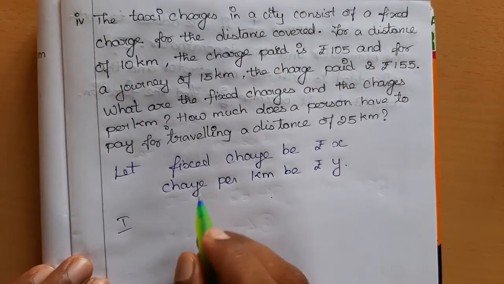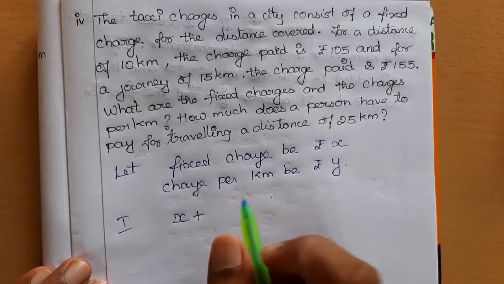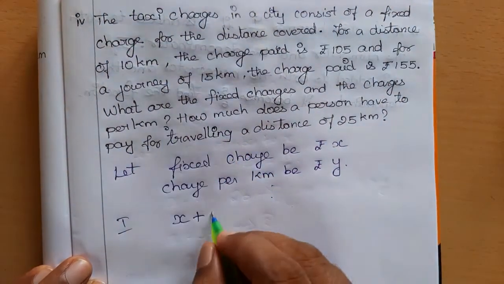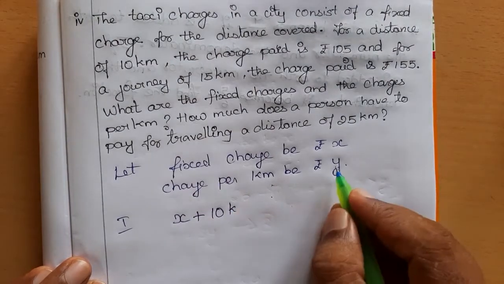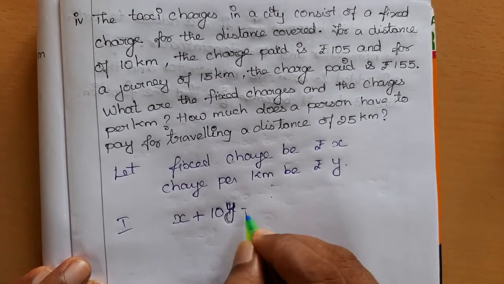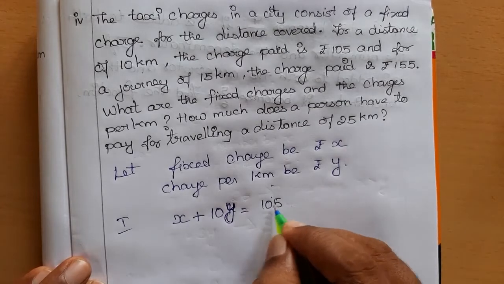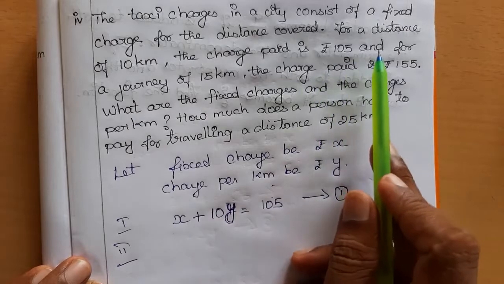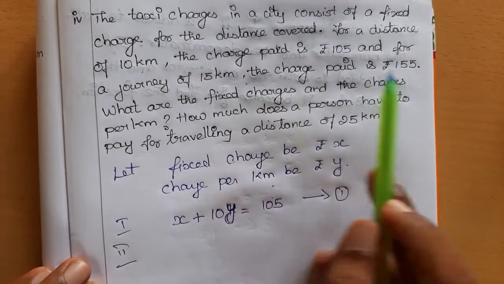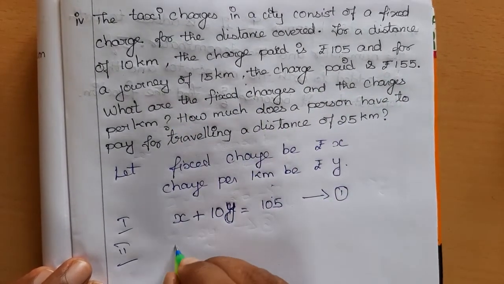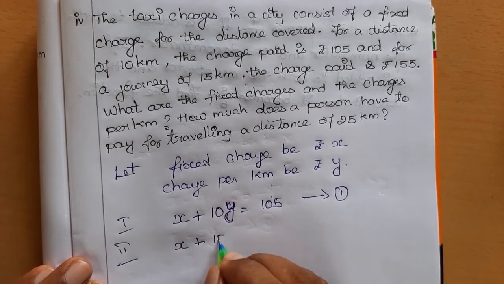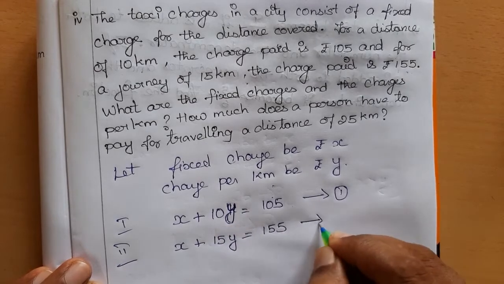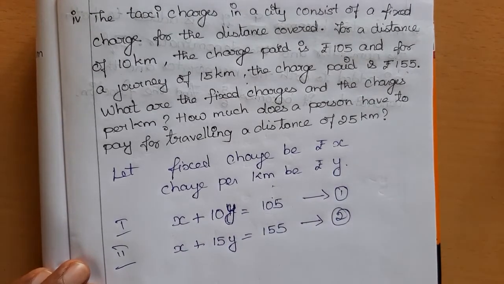So first is the 10 kilometer, it charged 105. So the first condition: fixed charge plus charge per kilometer. For 10 kilometers, so 10y, right? x plus 10y is equal to 105. That will be equation 1. What about the second condition? For a journey of 15 km, charge paid is 155. For 15 km, fixed charge x plus 15y is equal to rupees 155. Let it be equation 2.